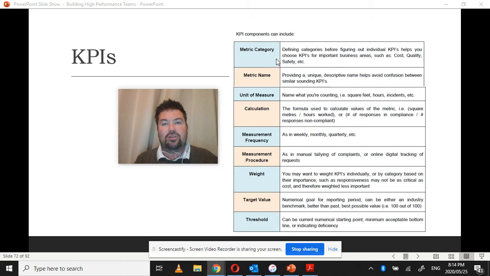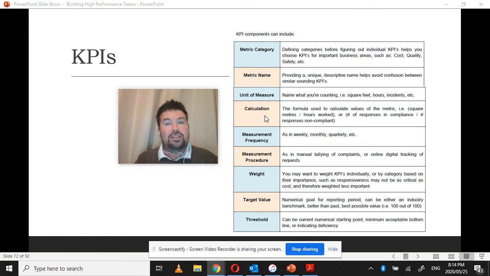Well, there's something called a metric category. So is it in quality? Is it in production? Is it in cost? Is it in safety? Those are the areas where the metrics are put together. Then we put together a metric name, then a unit of measure. Is it kilograms? Is it hours? Is it square foot or square meters? We need to work out what the unit of measure is. Then we need to calculate it. Okay, so that is the calculation, and then we're going to hold them to that spec.